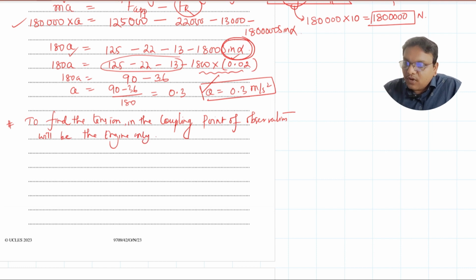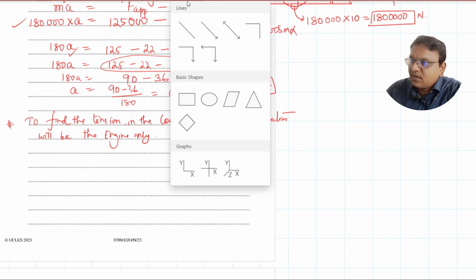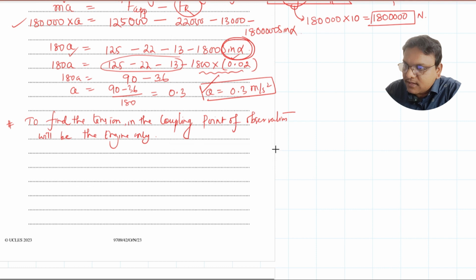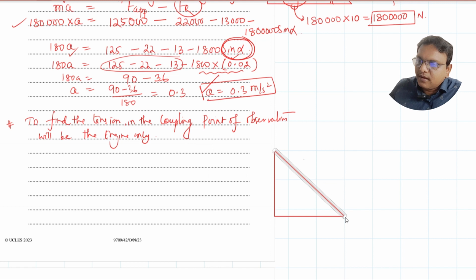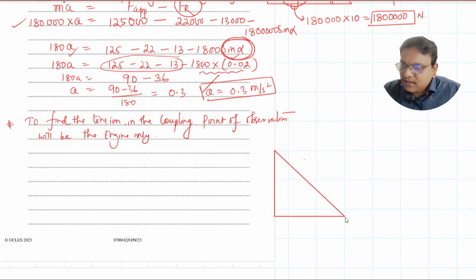Okay, let me draw this again. If I try to draw, it will look like this, right? And the inclined plane will be like this. Now I told you that this is the engine we have, this is a coupling we have, and this is a coach we have. So I need to find out the tension of this one, right?